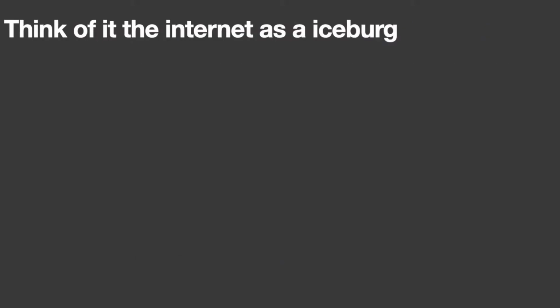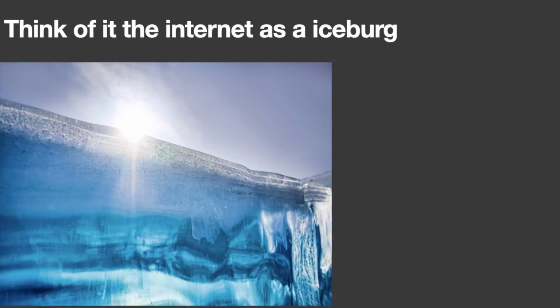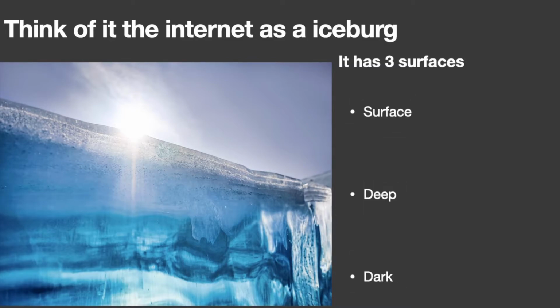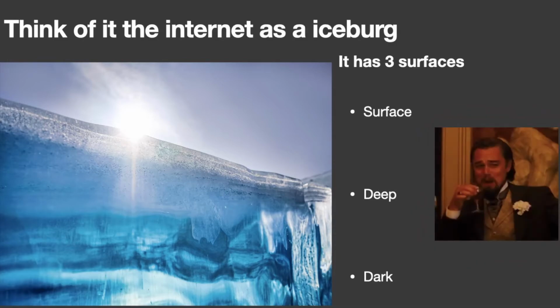So now let's think of the internet as an iceberg. We have this big iceberg and it has three surfaces on it. The first surface we have is the surface web. This is the normal piece that everyone can see. It's in plain sight. Then underneath, the middle layer, we have the deep web. And then right at the bottom we have the dark net. And as we know with icebergs, sometimes things happen, like the Titanic crashing into it, because they only saw the little bit at the top.